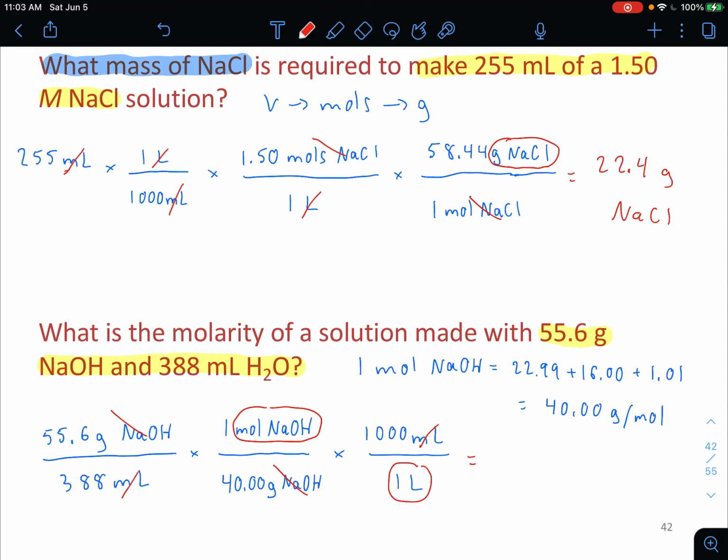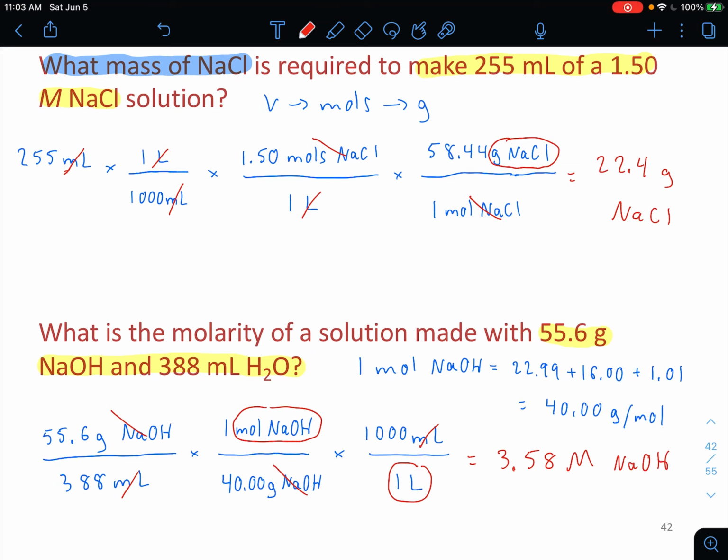Okay, 55.6 divided by 388 divided by 40 times 1,000. And to three significant figures, this is 3.58 molar. What is it? NaOH.